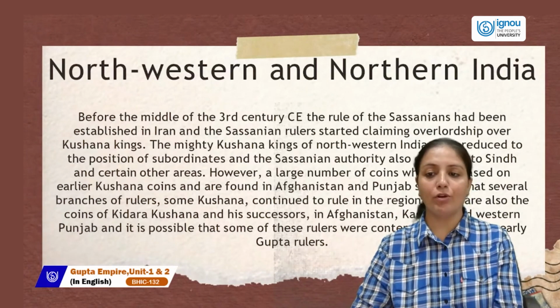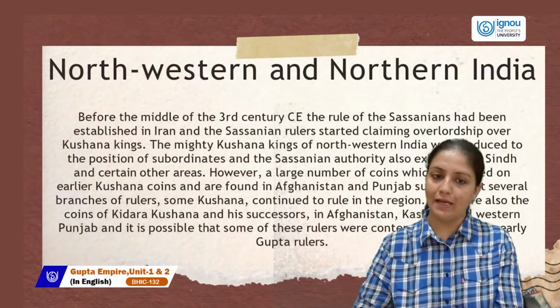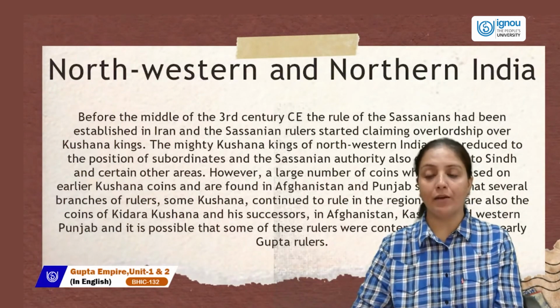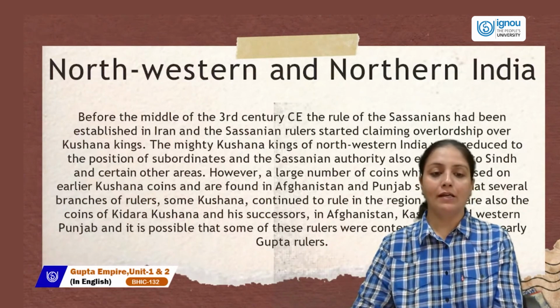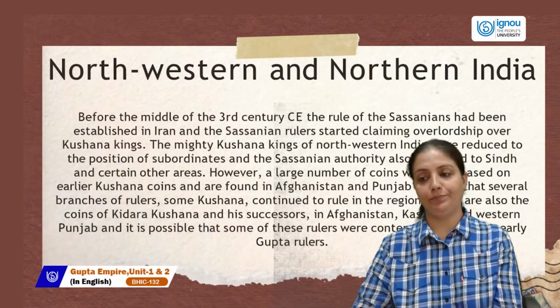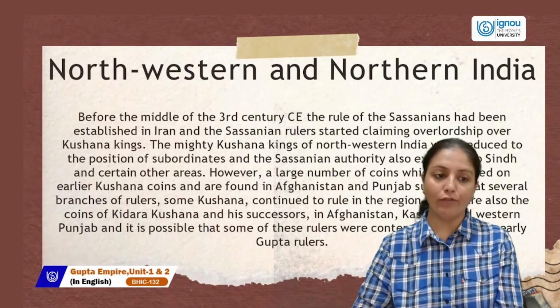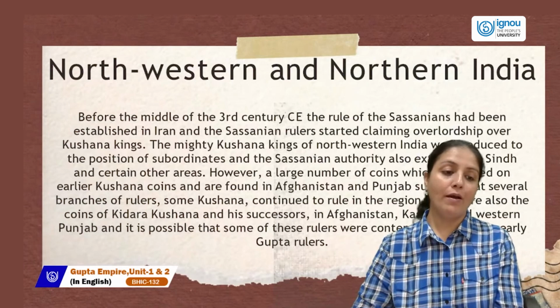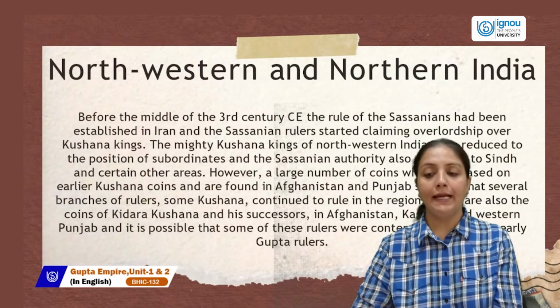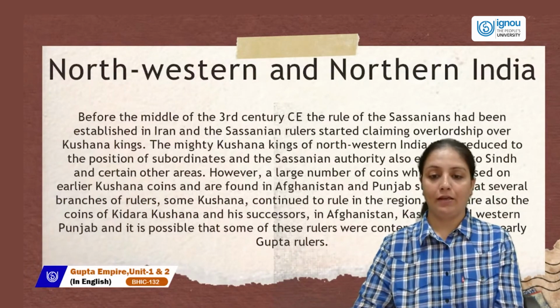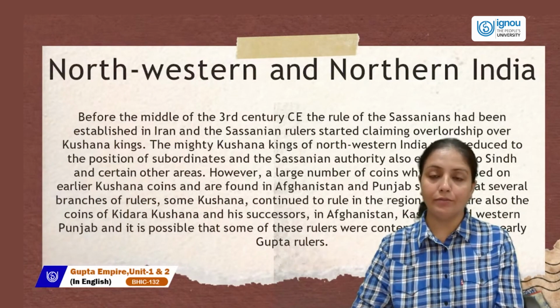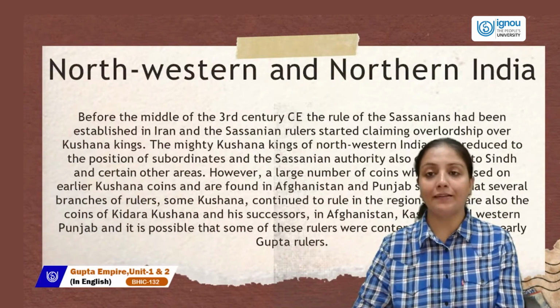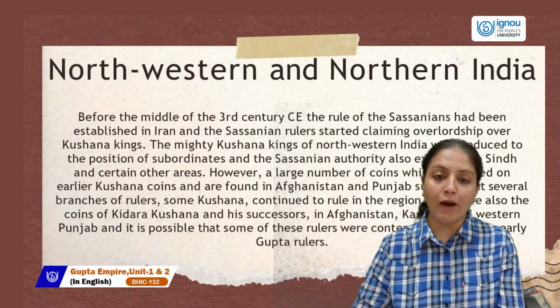However, a large number of coins which are based on earlier Kushana coins and are found in Afghanistan and Punjab suggest that several branches of rulers, some Kushana, continued to rule in the region. There are also the coins of Kidara Kushana and his successors in Afghanistan, Kashmir, and Western Punjab, and it is possible that some of these rulers were contemporaries of the early Gupta rulers. Okay, they found some evidence of coins in Afghanistan, in Kashmir, in Western Punjab. So they understood that the Kushanas and the successors of Kushanas were ruling over there because we found the Kushana coins.